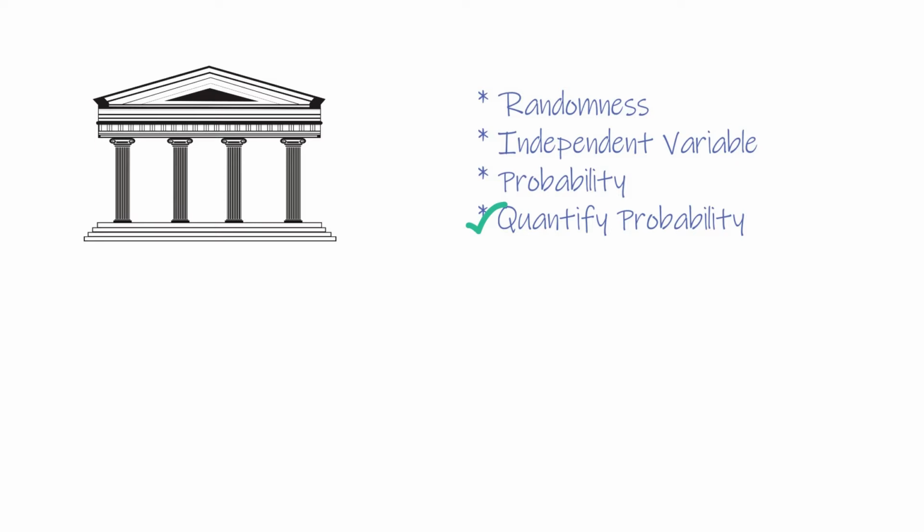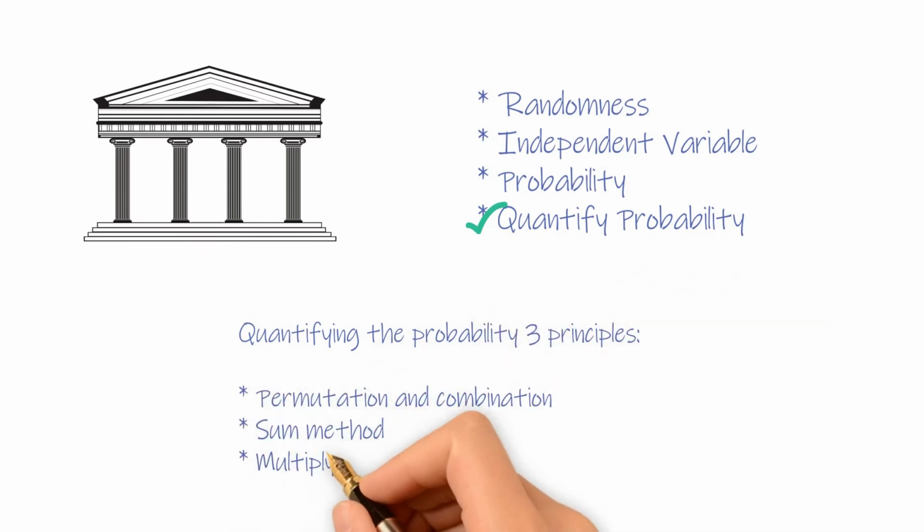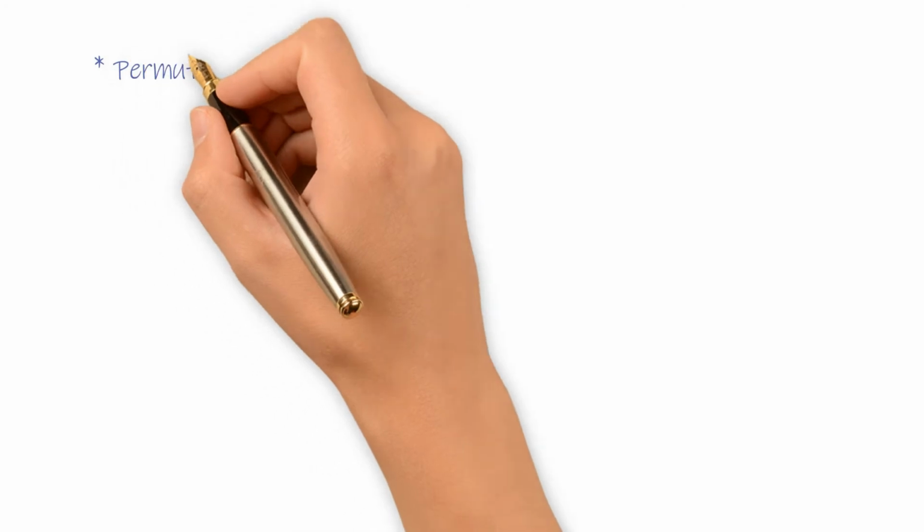Well, you may think it must be very complex and even unachievable. Actually, it could be fairly simple. There are only 3 principles when quantifying the probability. The first is the permutation and the combination method.